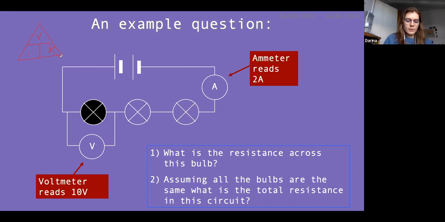What is the resistance of this bulb? So for the calculation here, yep, great. What you would do is voltage divided by current, 10 divided by 2, that is going to be 5 ohms. Well done. So also, assuming all the bulbs are the same, what is the total resistance of this circuit? So we just said that this is 5 ohms. Excellent. What's the total resistance of the circuit?